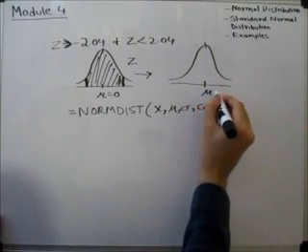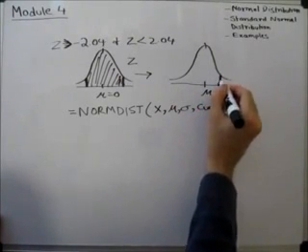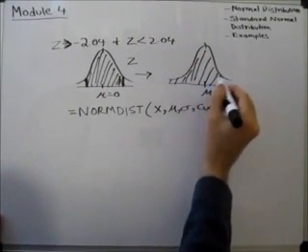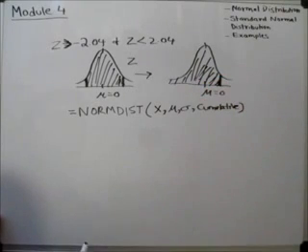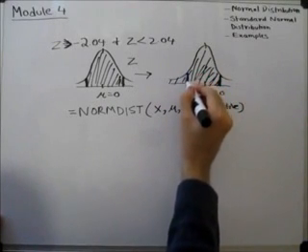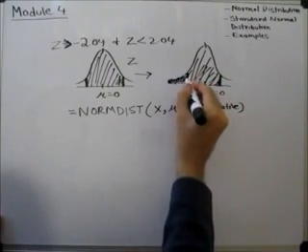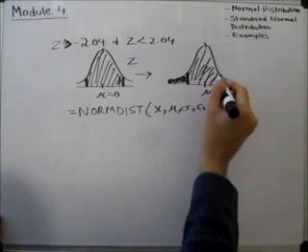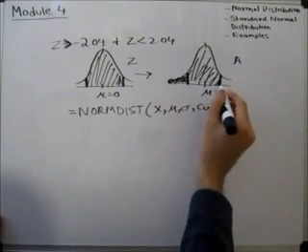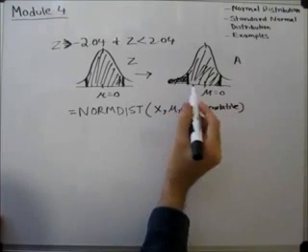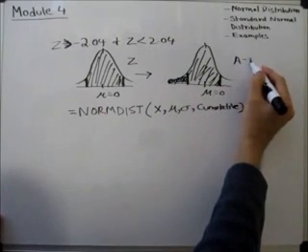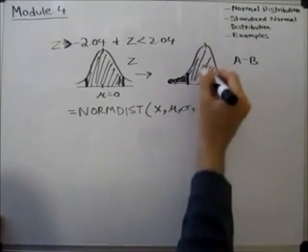Mu is 0. Remember, this is the 2.04. If I can find this area, all of this area, and then find this area, so if I find the first area, let's call that A, which is less than 2.04, and then find the area less than minus 2.04, which let's say is B, and if I subtract B from A, I'll get the area that I'm interested in.